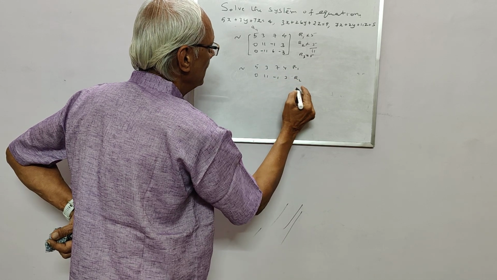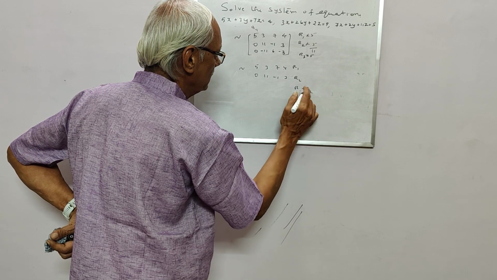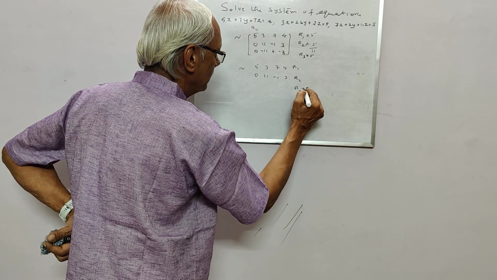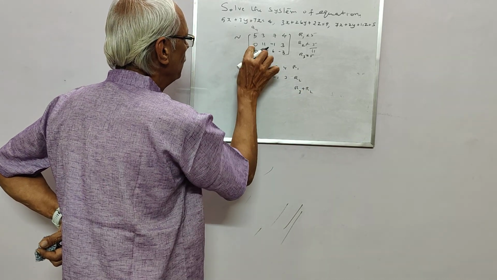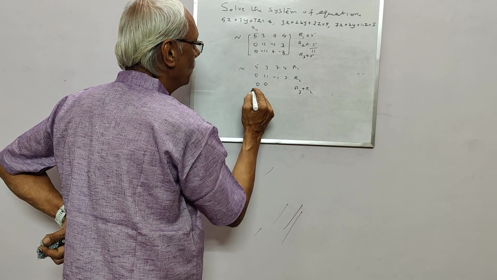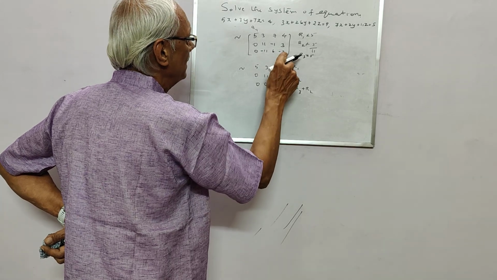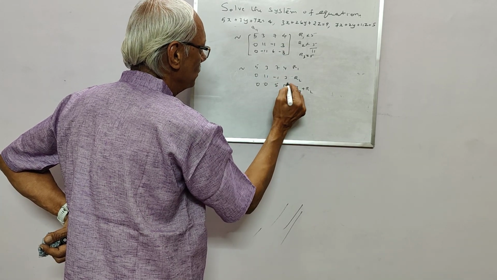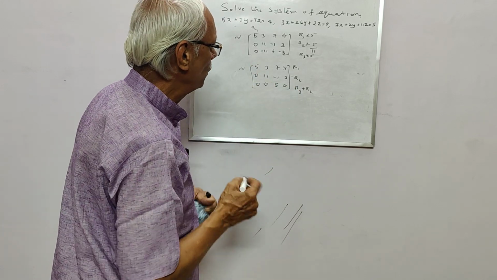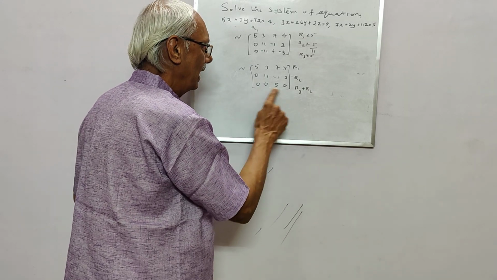This is your R2. Then I will write R3 plus R2. So 0 plus 0 is 0. Plus 11 minus 11, when you add, it is 0. Plus 6 minus 1 will be what? Your 5. Plus 3 minus 3 will be what? Your 0. So this is what you get. Now you see that I am able to bring it successfully to this form.